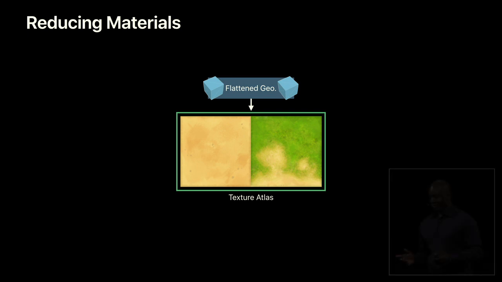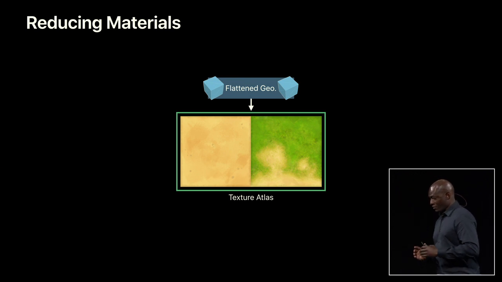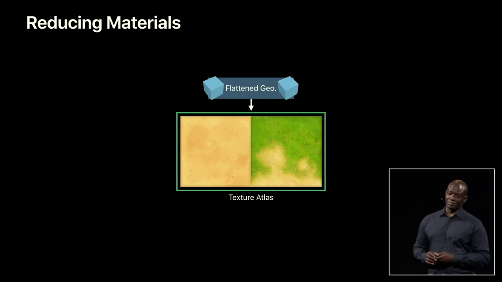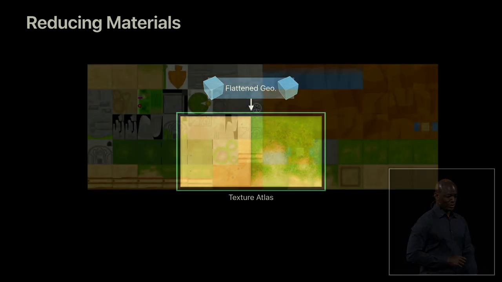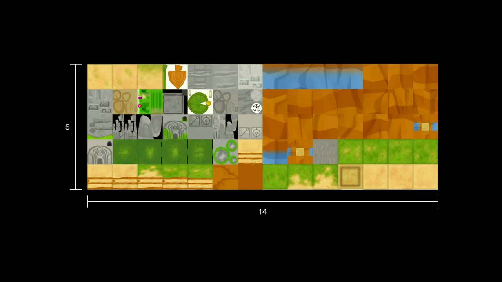Now, this works if you have a few objects or thousands of objects. In Learn to Code, I'll give you an example of one of the atlases for the world that I just showed you. This is what our atlas looked like. We had over 70 materials that we were able to condense down into one. That's a huge saving.